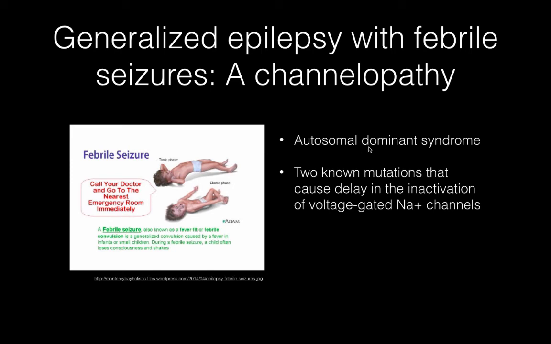Generalized epilepsy with febrile seizures is a syndrome that is autosomal dominant, which has about a 60% penetrance from generation to generation. And there are at least 2 mutations that have been shown to cause and have been correlated with generalized epilepsy with febrile seizures. And both of these mutations cause a severe delay in the inactivation of voltage-gated sodium channels.